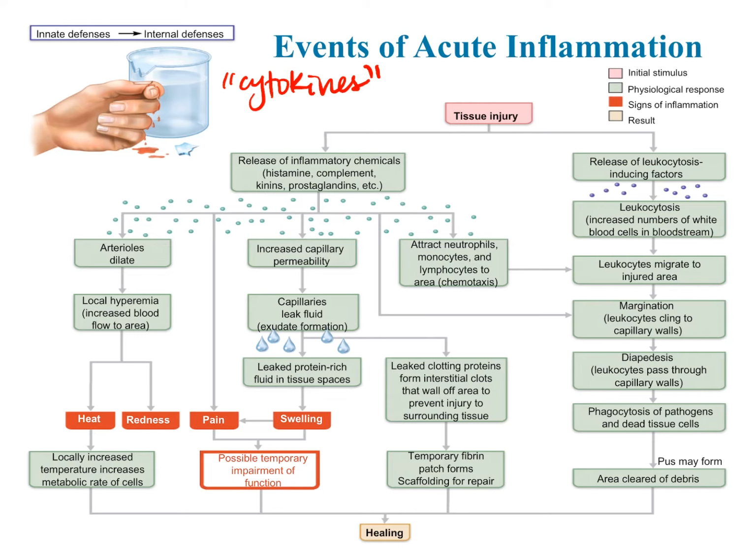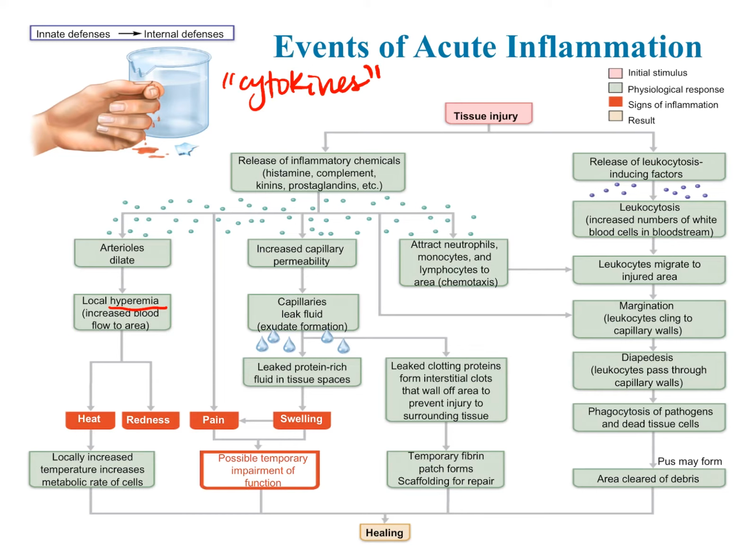And so as you can see, the release of these molecules, and there are many of them, are going to ultimately promote inflammation. Some of these cytokines are going to promote vasodilation, others are going to increase capillary permeability, and then even others are going to attract white blood cells to that site of damage. Ultimately, when the arterioles dilate, you're going to get an increased blood flow to that specific area. Now, this is referred to as hyperemia.